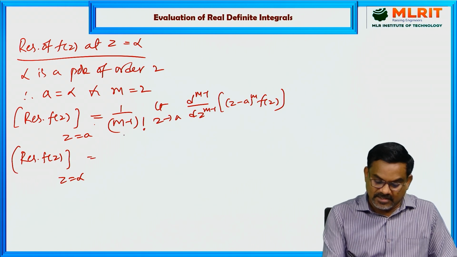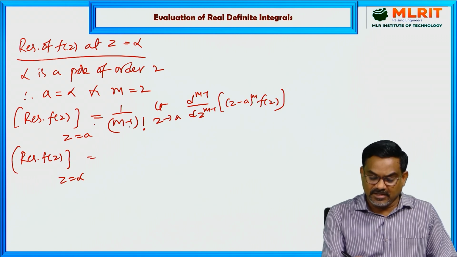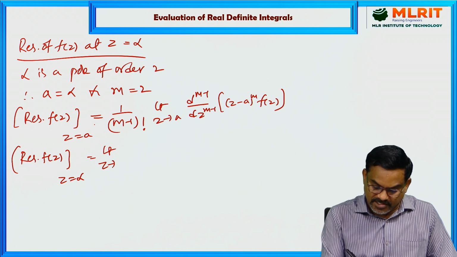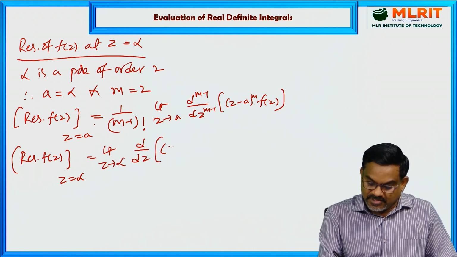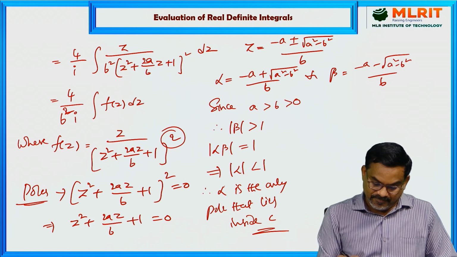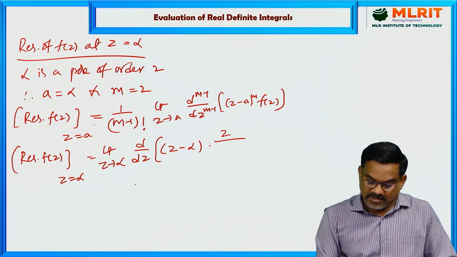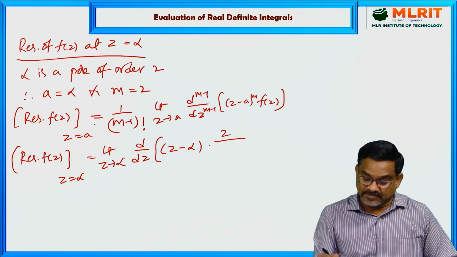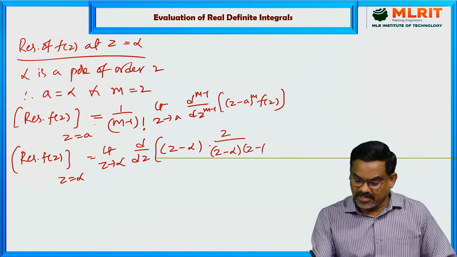What is m? m equal to 2. So, 2 minus 1 factorial, which is 1 factorial, 1. So, simply limit z tends to alpha, d by dz of (z minus alpha) into f of z. What is f of z here? So, z by, and this can be written as (z minus alpha) into (z minus beta).